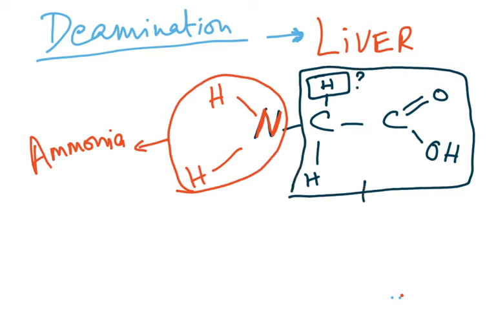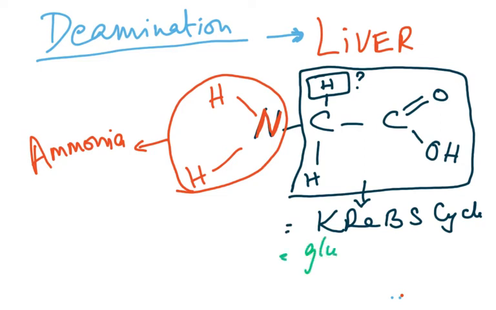and it can either enter directly into the Krebs cycle, because please remember this is a 2 carbon, so it can enter as acetyl coenzyme A, or it may be converted to glucose. This is one of the possibilities. The other possibility is it can be converted to glucose. So we would need a couple of them to make a glucose molecule.